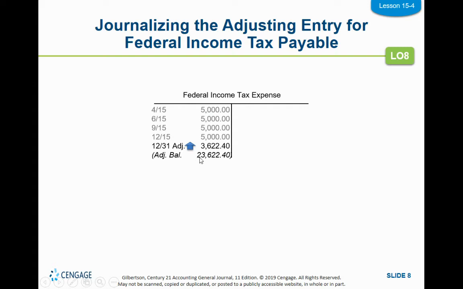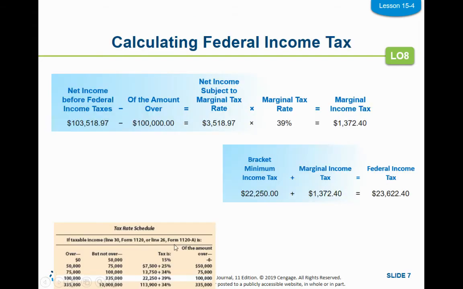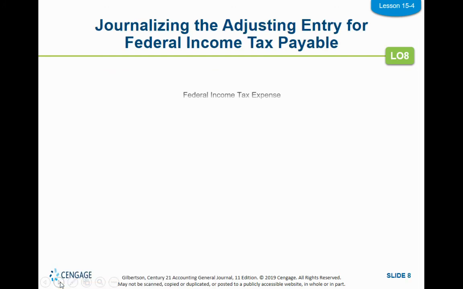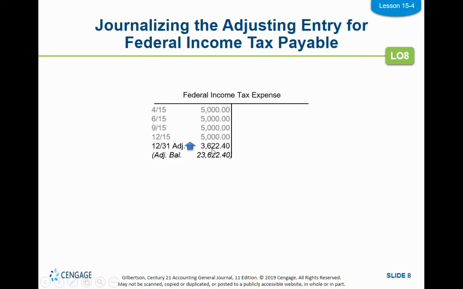So since we owe $23,622.40, which was the amount we got when we did this little calculation here, and we've already paid in our quarterly payments $20,000, we owe an additional $3,622.40. That's the amount of our adjustment. So we're going to have to add that $3,622 in as an expense.